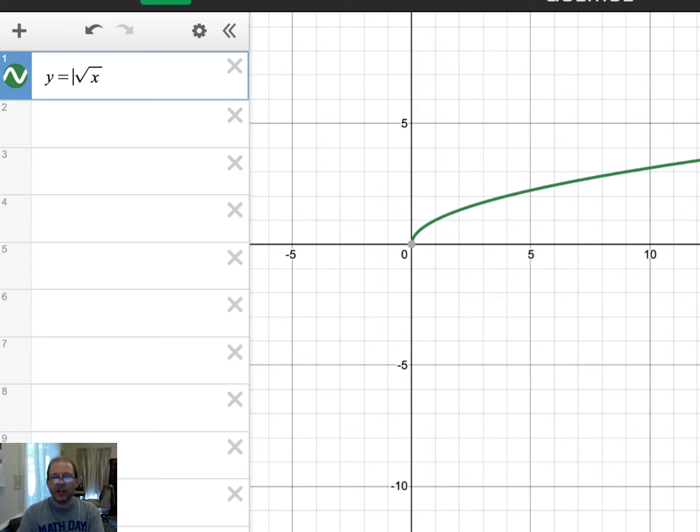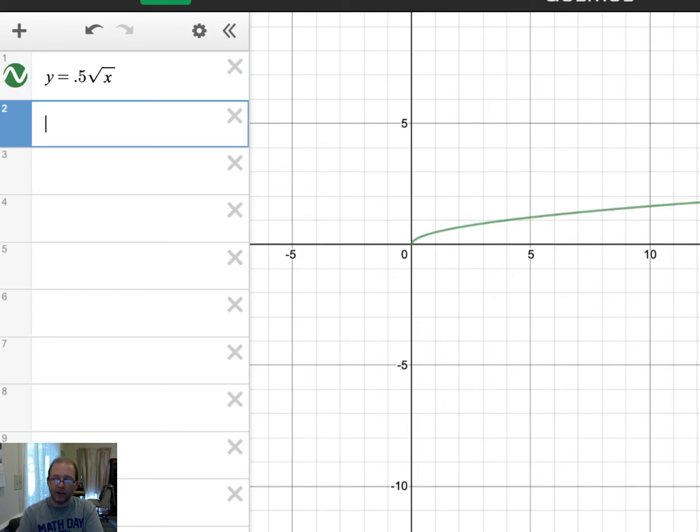If I take this and I multiply it by 2, 3, or 4, or whatever, it's going to stretch it out vertically. If I multiply it by a number that's between 0 and 1, say 0.1, that squishes it down. So if I put 0.5 in here, that's half the height of the original graph.